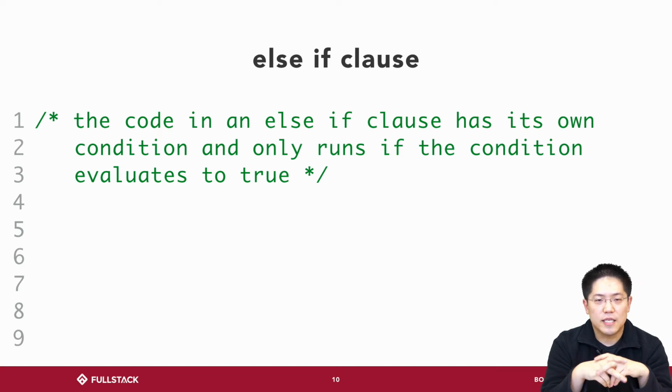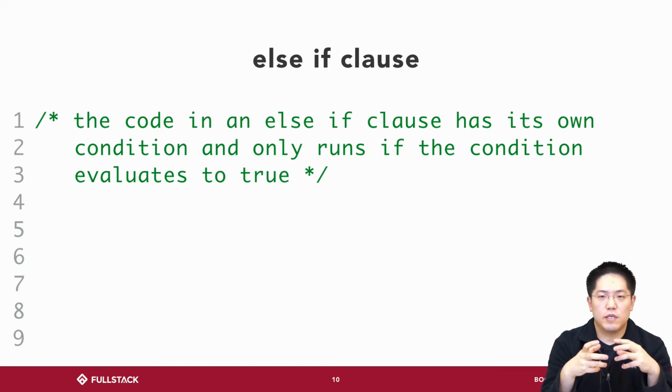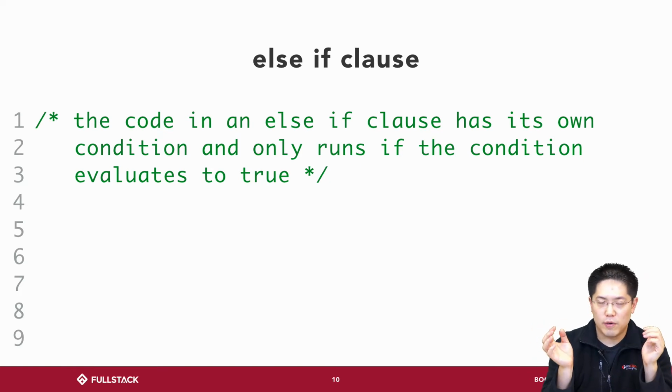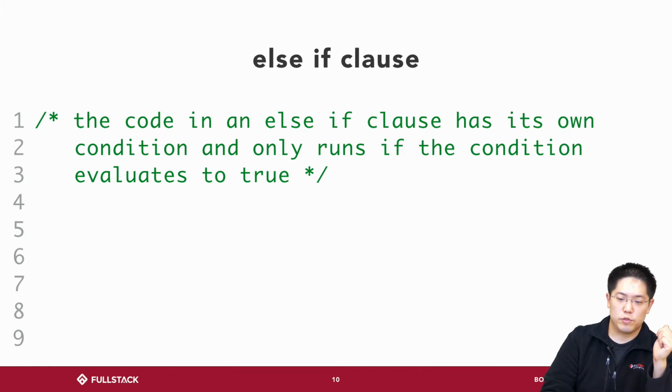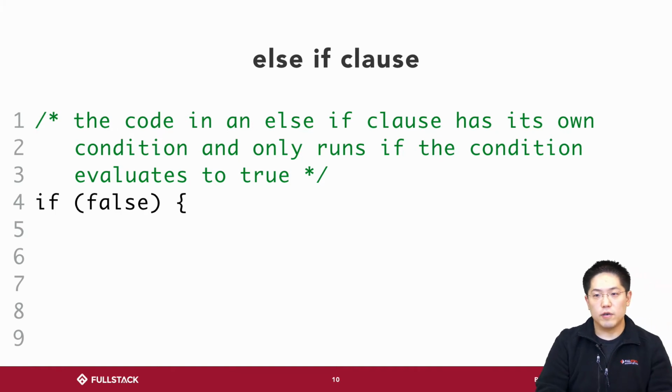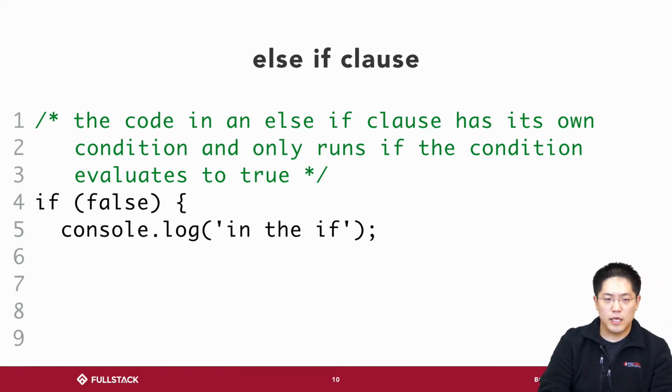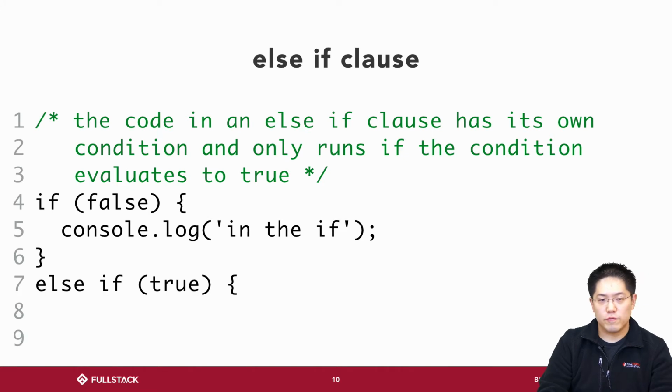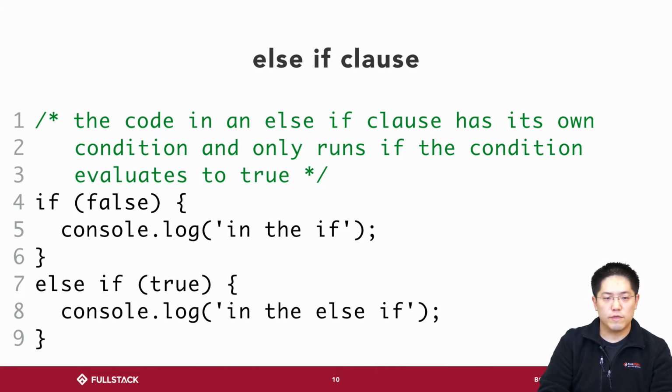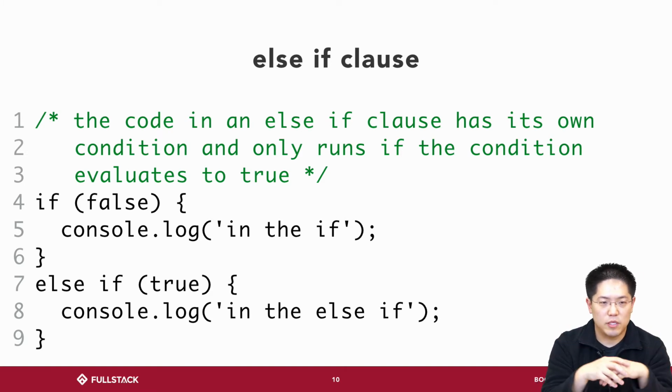Now, third, in this kind of triumvirate, we have something called the else if clause. So the code in the else if clause has its own condition and only runs if that condition also evaluates to true. So what that means is that if we have an if false, console log in the if, and we do an else if true, console log in the else if, what happens here is that the one on line 4 evaluates to false, right? So we shouldn't expect to see line 5 run because that expression is false, and so the body of the if statement does not run.